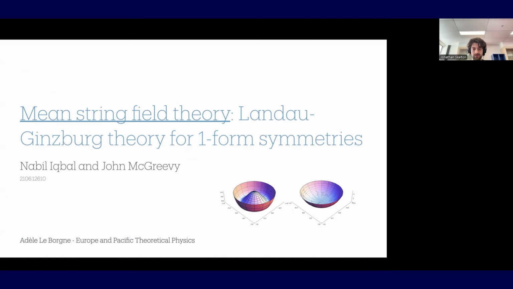All right. So to end this first part on higher form symmetries, I couldn't find anything very new in Simon's lectures, so I decided to check a bit the literature. And there is this paper by Nabil Iqbal and John McGreevy on Landau theory for one-form symmetries that they call mean string field theory, which is not really string theory, as we'll see. It's much easier. So that's the goal of today, to understand how to generalize this principle to one-form symmetries.